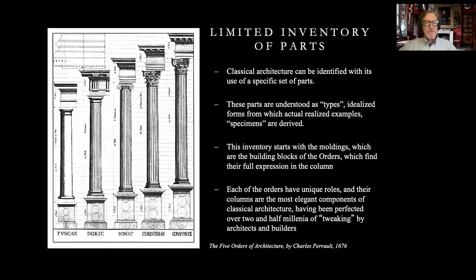This concept of type and specimen is a very important theme in the philosophy of classical architecture, and one that I'd like you to remember. We'll touch a bit more on this later in the lecture. This inventory starts with the moldings, which are the basic building blocks of the orders. The orders find their fullest expression in the column.